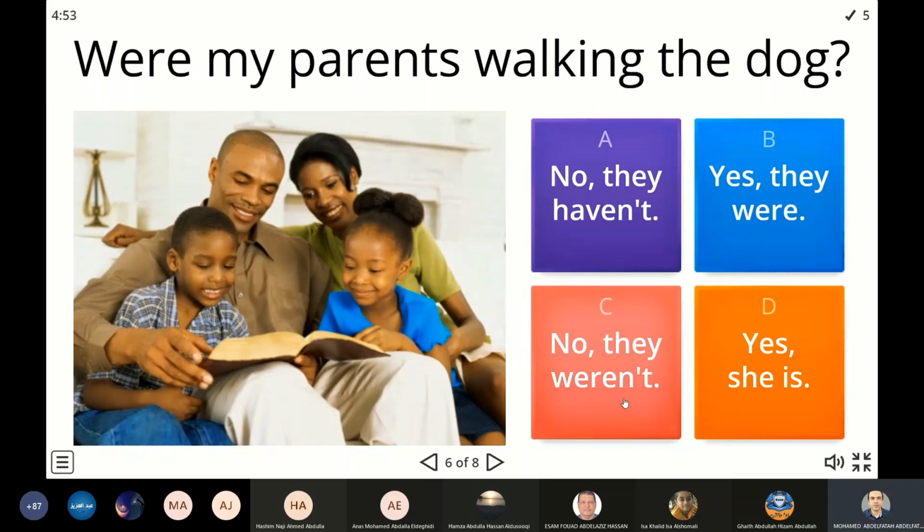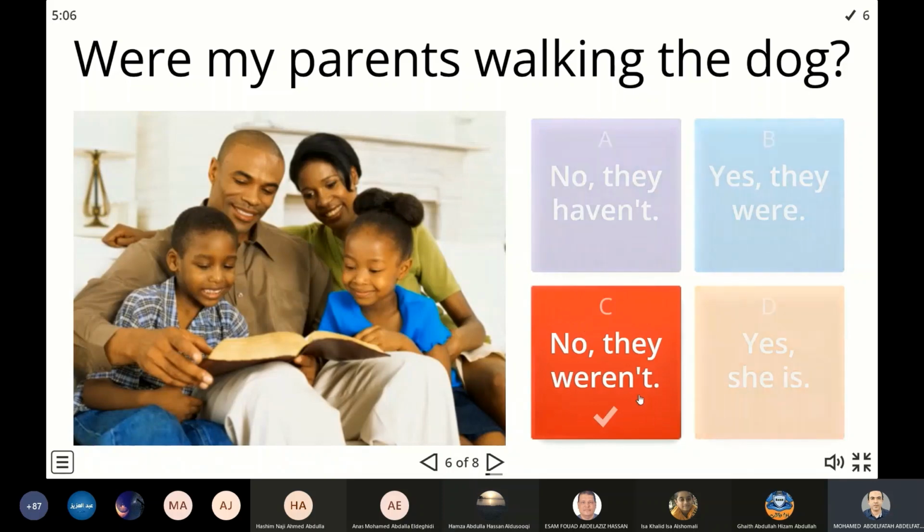So students, is Ghaith's answer correct or incorrect? Talal also answered in the chat. Yeah, bravo Talal. Talal says and Ghaith says no, they weren't. So this is the correct answer. Bravo. Number 7.